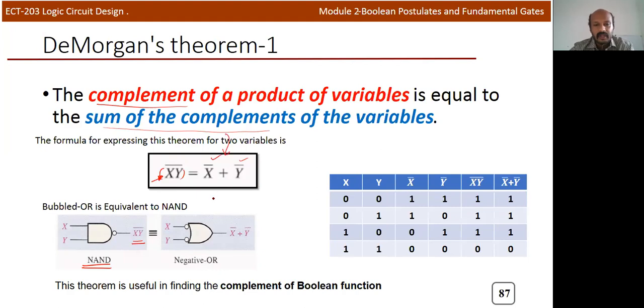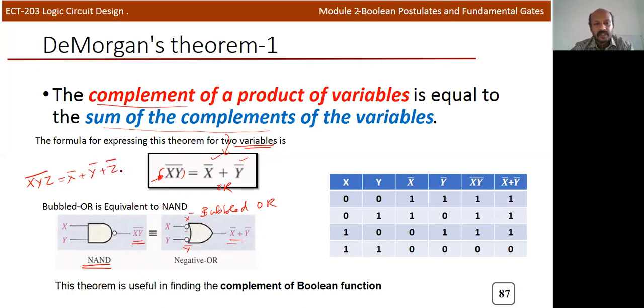This is a sum, actually this is an OR operation, or we can say here you can see the negative OR, or bubbled OR. Actually we'll take x here, and if you take NOT here it becomes x bar, and y here becomes y bar, and then we'll perform the OR operation, x bar plus y bar. So this is De Morgan's theorem for two variables. Similarly we can extend this theorem for three variables or n number of variables. For example, xyz the whole bar is equal to x bar plus y bar plus z bar.